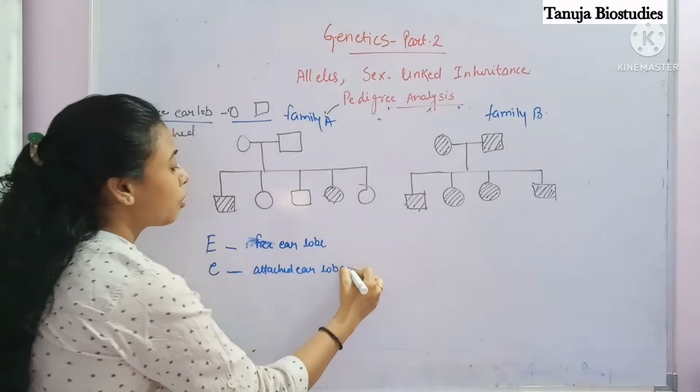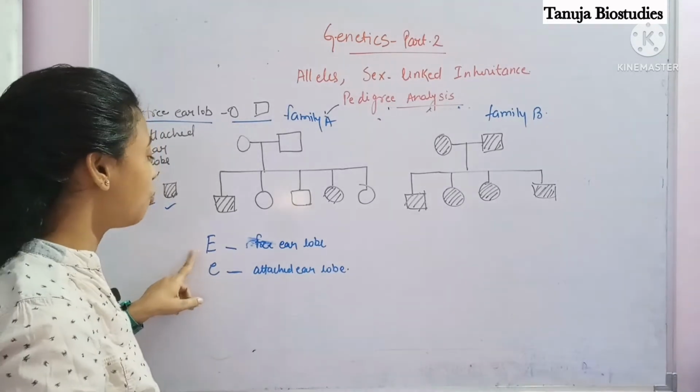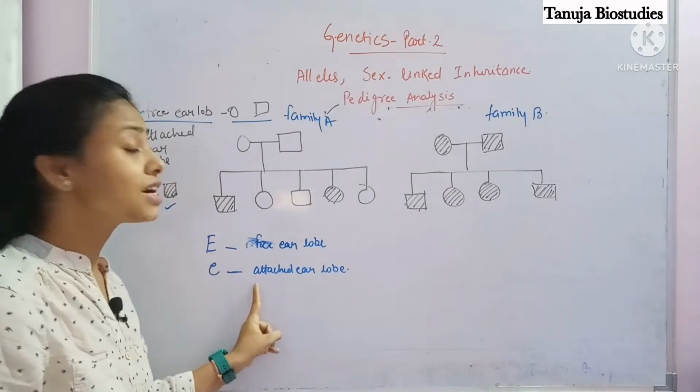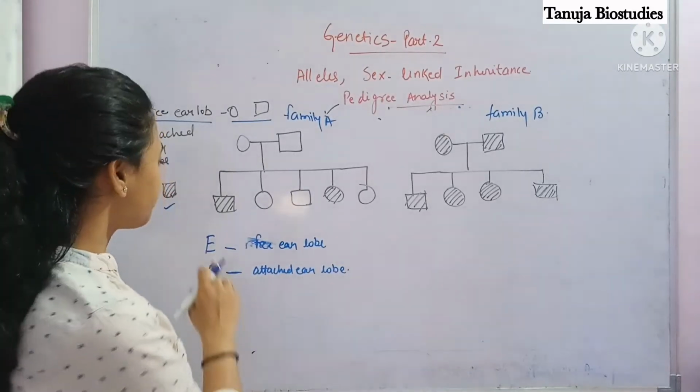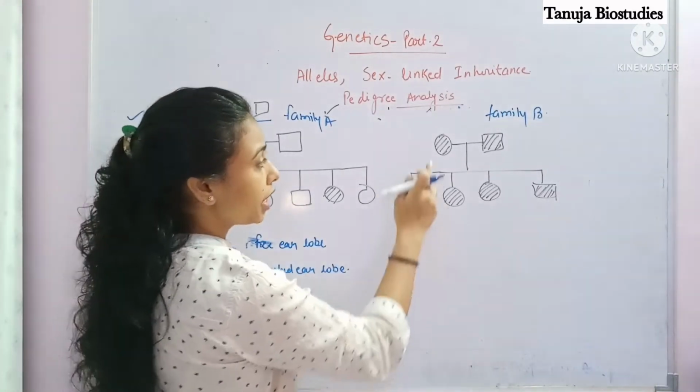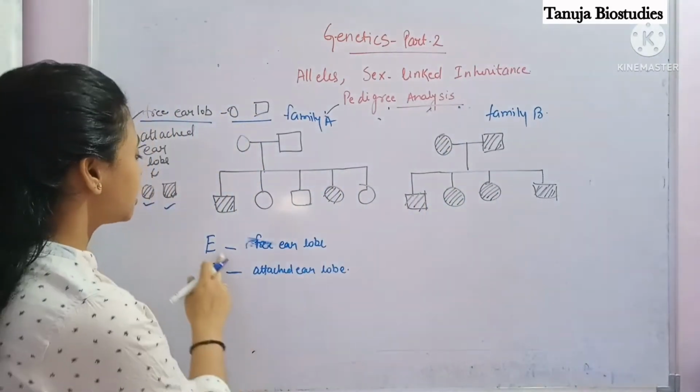Now your question comes, why are we taking capital E as free earlobe, why don't we take capital E as attached earlobe? There's a small reason behind it. See, attached earlobe is in this one family. Here the whole family and the children, they all are affected. It means it is a dominant trait.